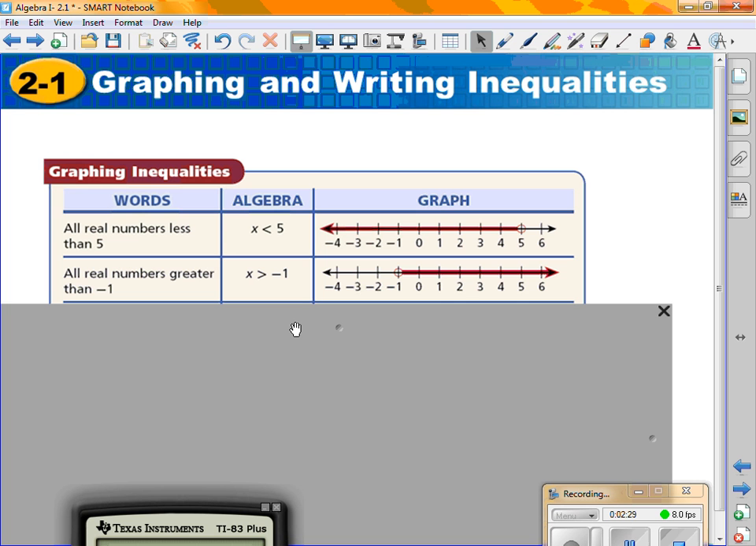All real numbers greater than -1. That's in words. Algebraically, x is greater than -1. So it is an open circle at -1, and now it goes to the right, because all the numbers greater than on a number line are to the right. So 6. 6 is greater than -1. That's true.